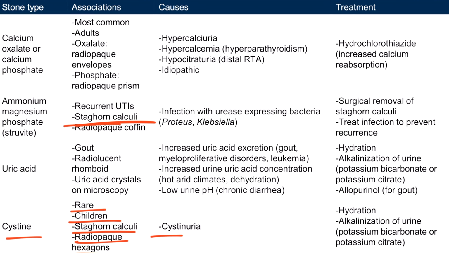Now, treatment includes hydration, which of course reduces the concentration of cysteine in the urine, and it also includes alkalinization of the urine. And just like before, you can do this with potassium bicarbonate or potassium citrate. I just want to point out an interesting similarity. Both cystine stones and uric acid stones are highly related to urine concentration and pH. So in either case, treat with hydration and urine alkalinization.